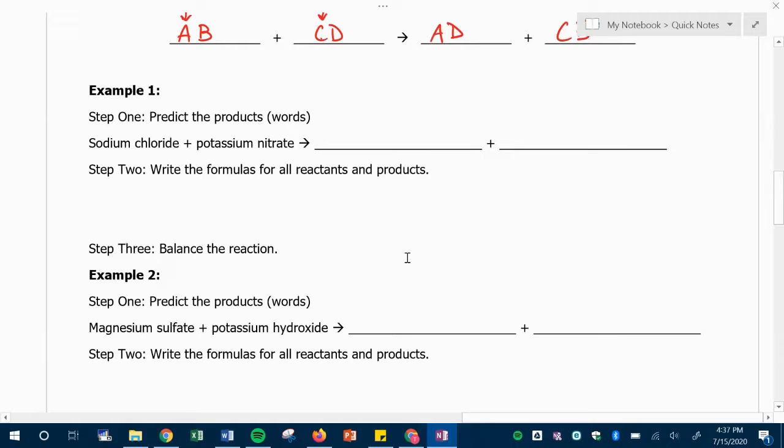Our first example here, we have sodium chloride plus potassium nitrate. Now remember, the first thing listed is a cation, so those two are going to switch spots. If those two switch, our first product would be sodium and then nitrate, because that's what was over here. So sodium nitrate. And then our second product would be potassium chloride.